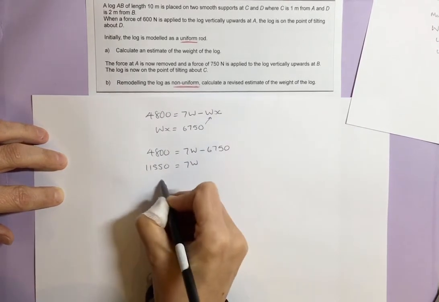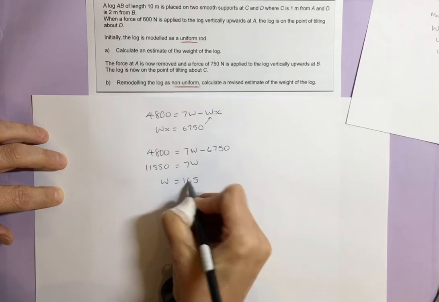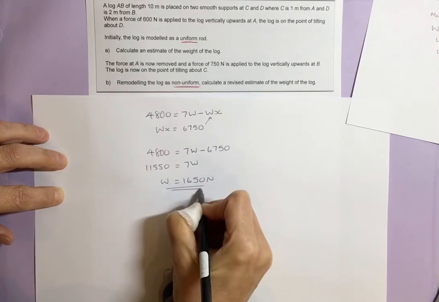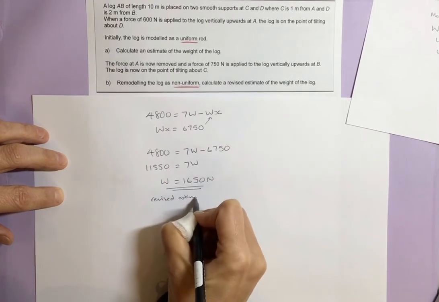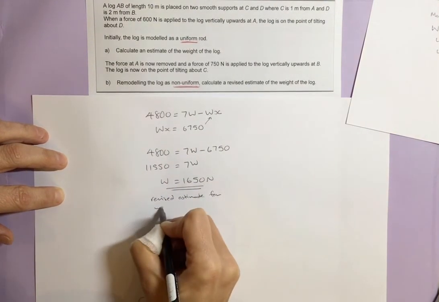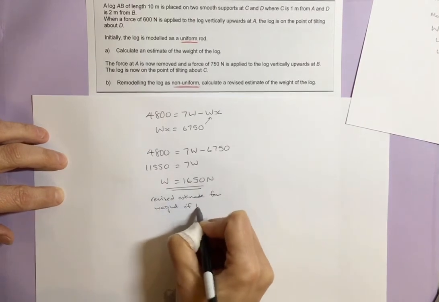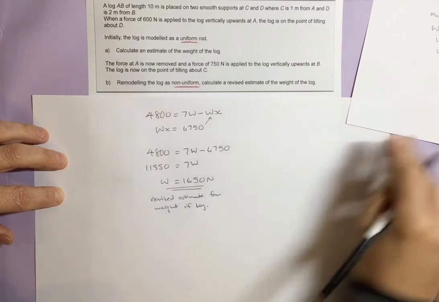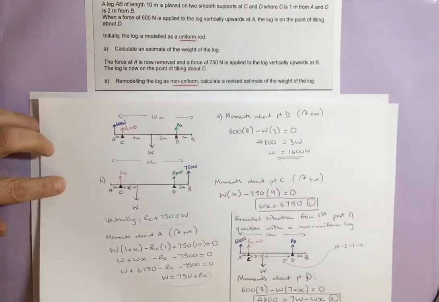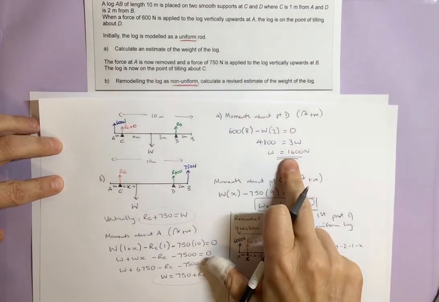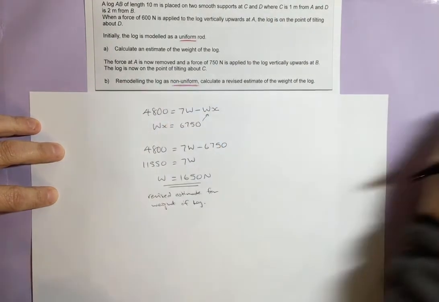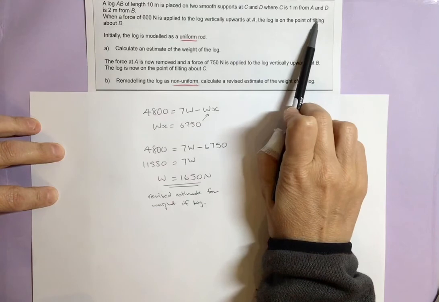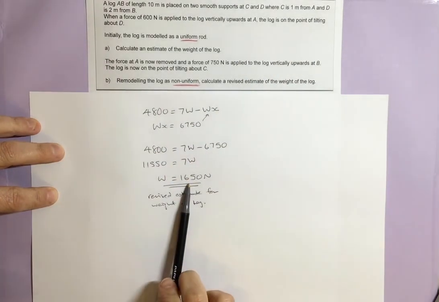11,550 is 7W, so W is going to be 1,650 newtons. So that's my revised estimate for the weight of the log if I've now refined my model and instead of taking it as a uniform log, as we did in the first bit of the question to get this weight, I'm now assuming it's non-uniform, remodelling the whole situation, so this first situation and this second situation, and I've come out with this new estimate, 1,650 newtons.